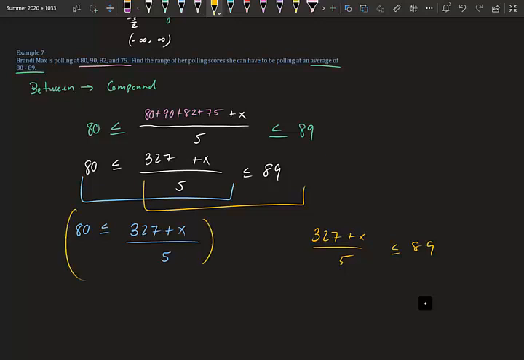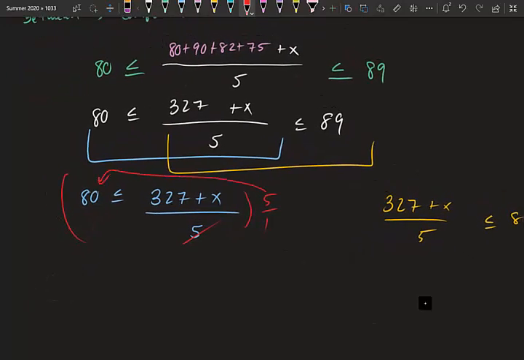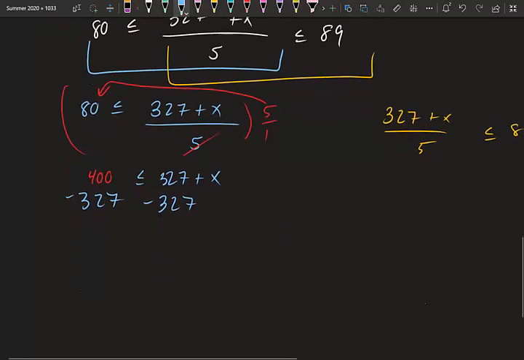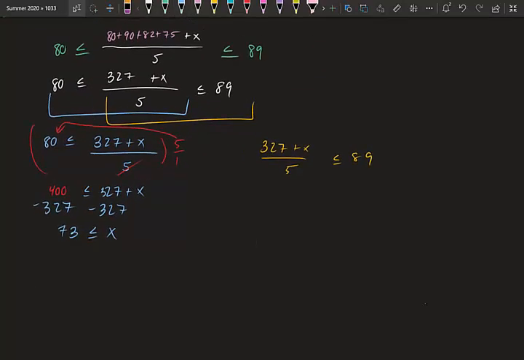So let's get rid of the fraction. We're going to multiply both sides by 5 over 1. All that does is cancel out the fraction. So 80 times 5, we get 400. And that's less than or equal to 327 plus x. So we need to subtract 327. And when we do, we get 73. Don't worry about rewriting it because it's compound. When it's compound, you know they go together, so it doesn't matter what it looks like.